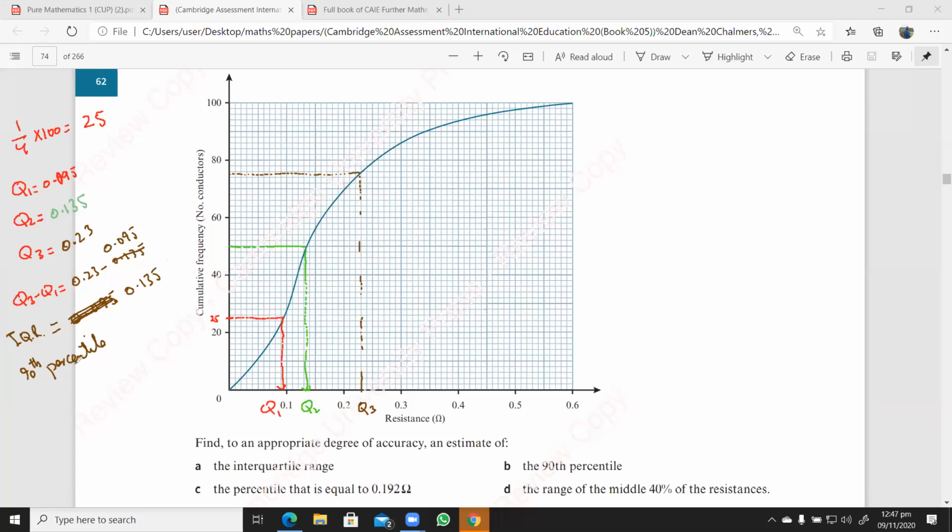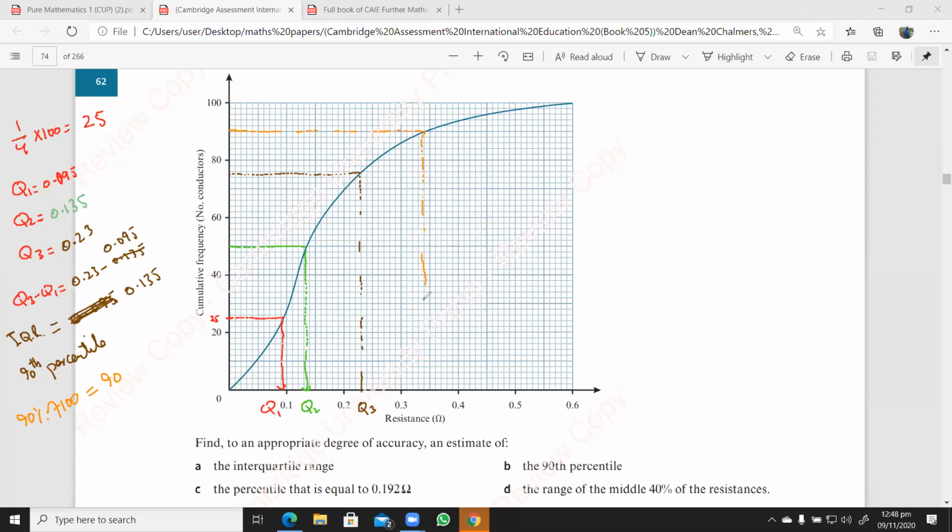Okay, how do you find the 90th percentile? Yes, you know how to find this. Sir, 90% of 100 will give us the location in the cumulative frequency, and then it's the corresponding value. Very good. You have told us in exact detail. So this is 90% of this.